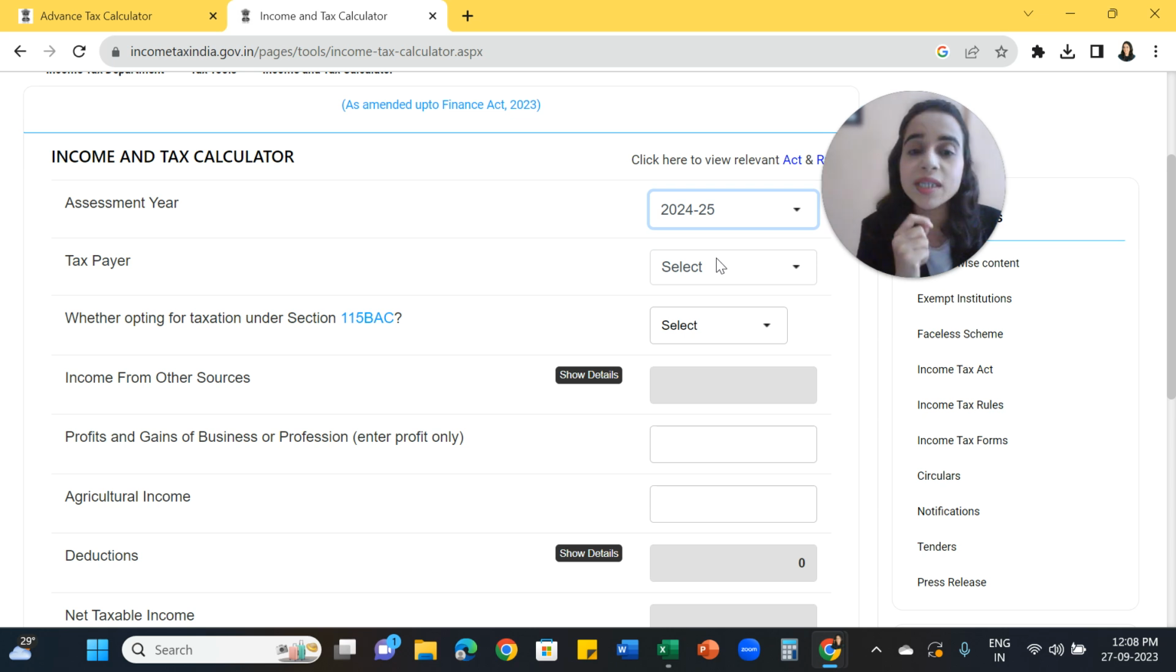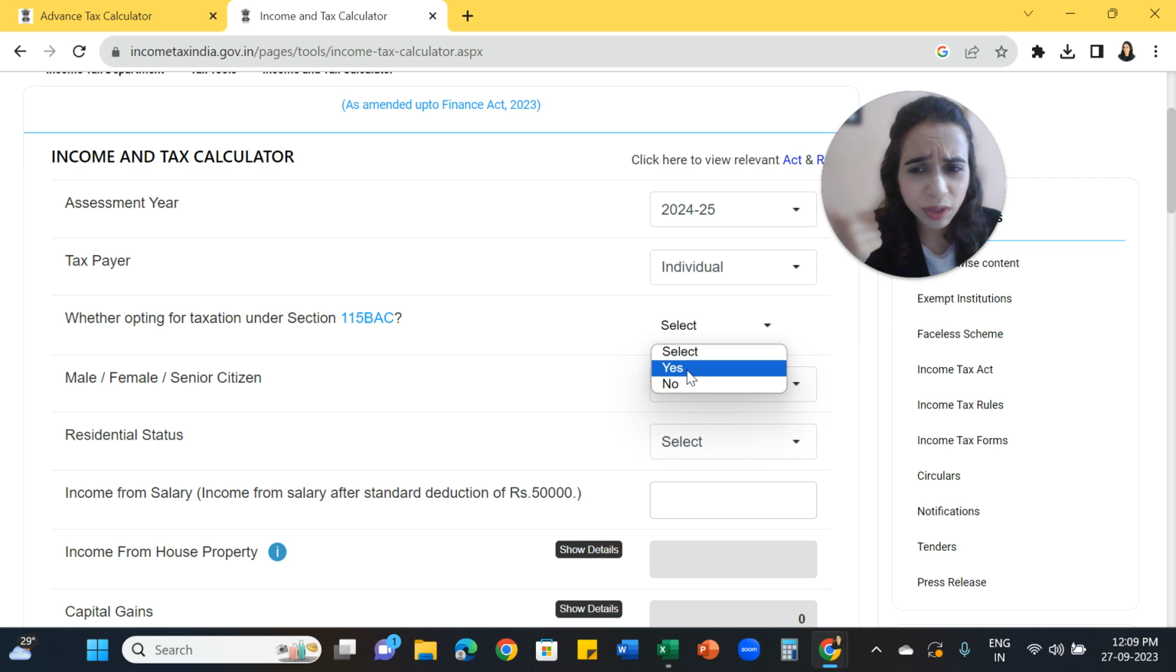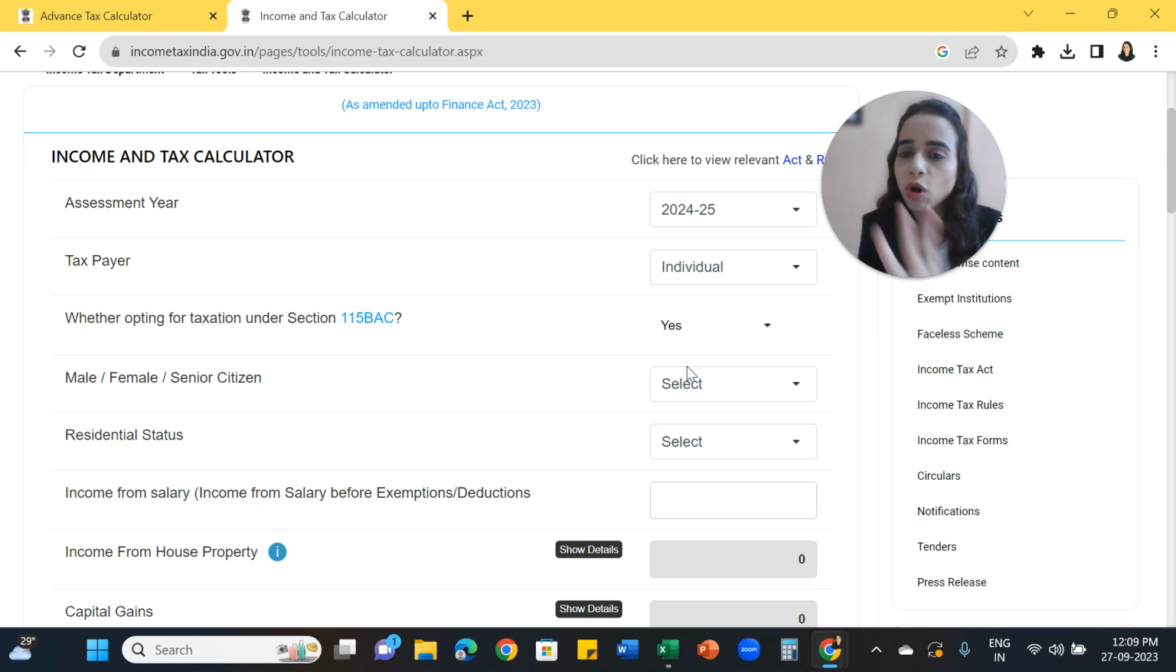advance tax. So one is assessment year 24-25. That means we are earning in which year? Financial year 23-24, that is, 1st April 23 to 31st March 24. So this is the year we are earning in. Let's say I'm an individual. 115BAC means whether you are selecting new regime or old regime. So let's say I'm selecting old regime.